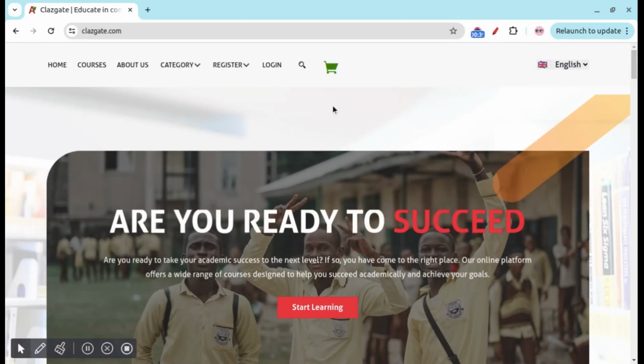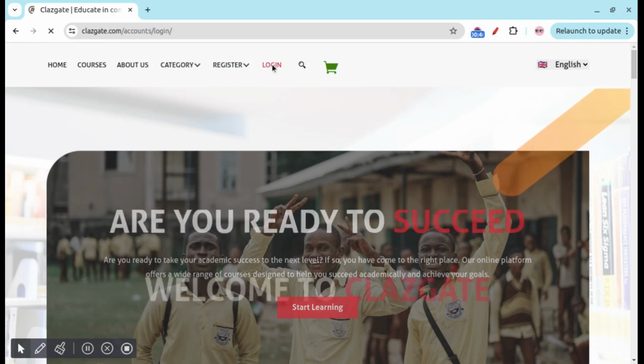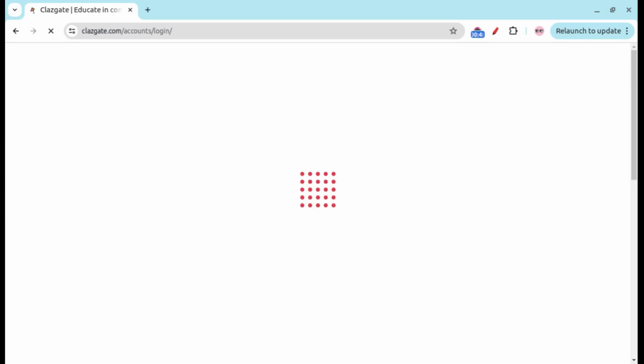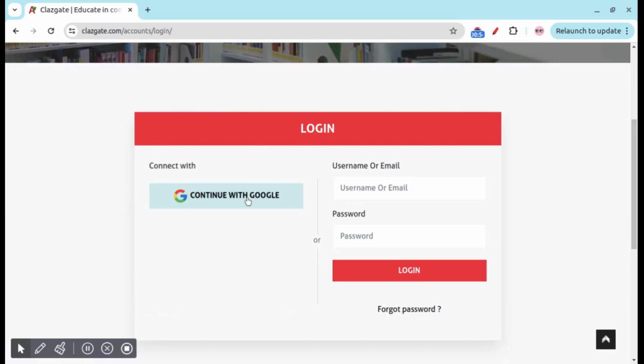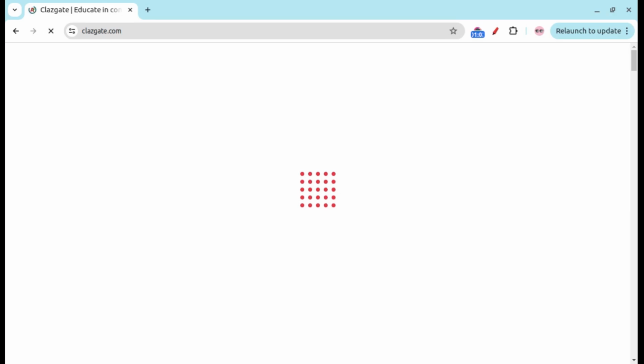Good. So when you come to classgate, the first thing you want to do is log in. I've told you before, log in with your Google account. For those of you who have Google accounts, super for you. It's very easy. Log in with your Google account so that you can start enjoying free courses or cheap courses on classgate. A lot of people are doing this.